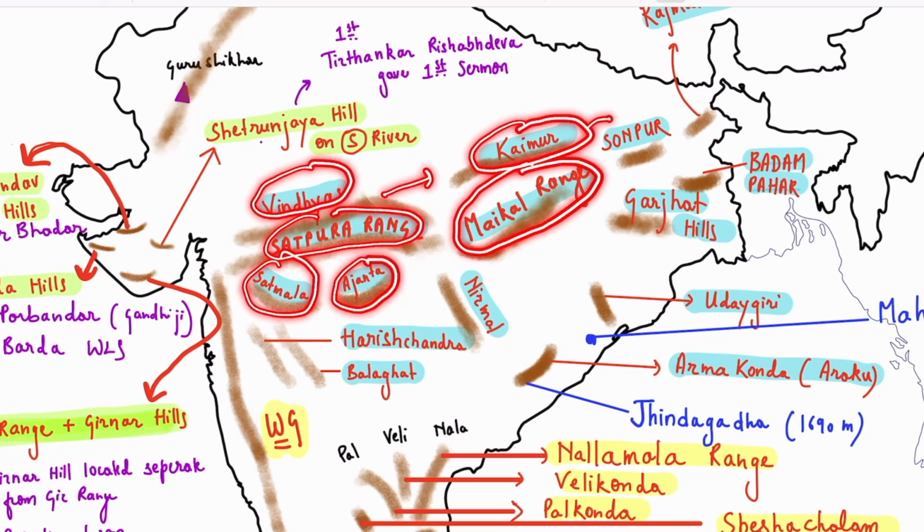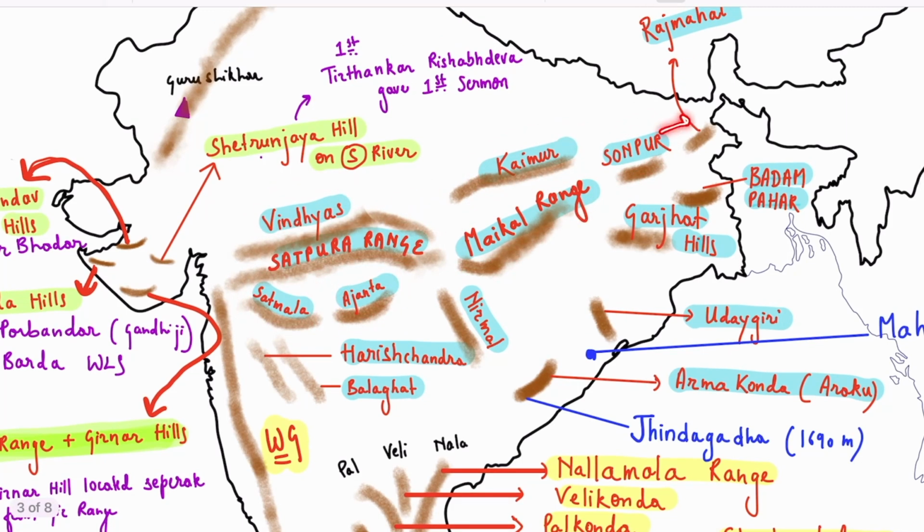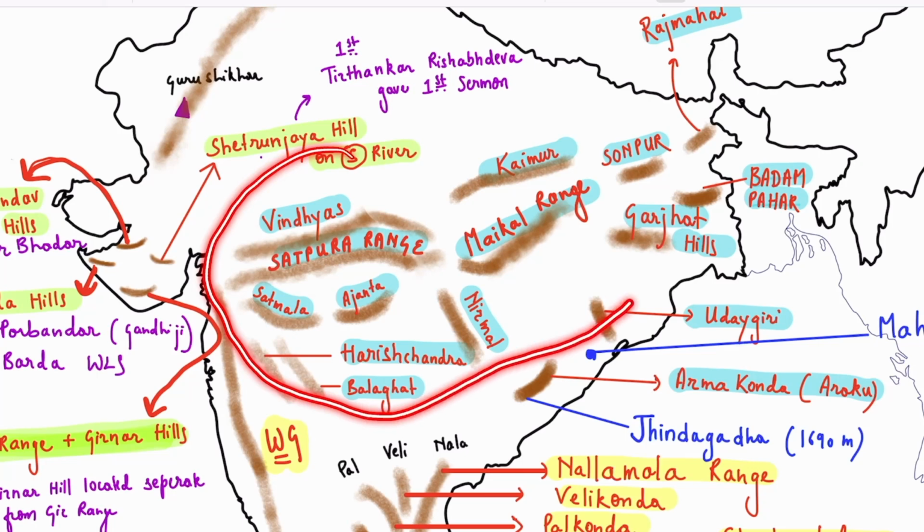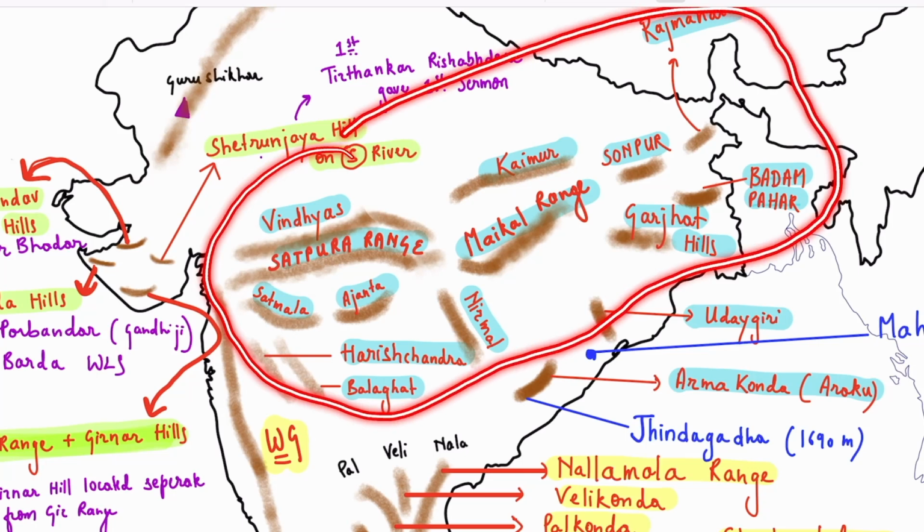Then further east, we have here Sonpur. Okay, and a little bit further east, we have Raj Mahal Hills. Then there are also some important ones, that is the Garjat Hills and Badam Pahad. Okay, so Garjat Hills is towards the west and Badam Pahad is towards the eastern side. Then there are some other minor ranges such as the Nirmal Range, Harishchandra Range, and Balaghat Range. Okay, so these are the important ranges that we have in central India.